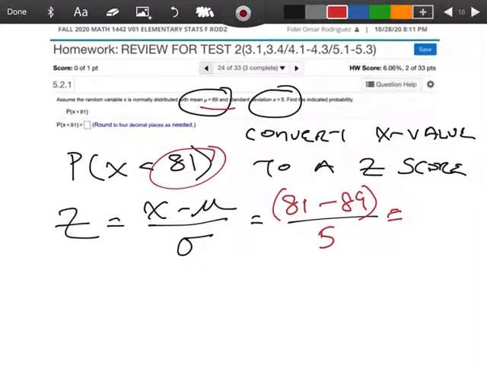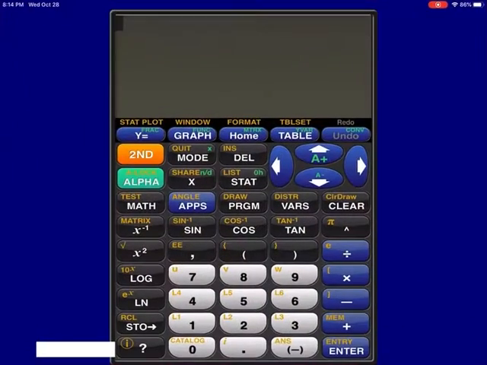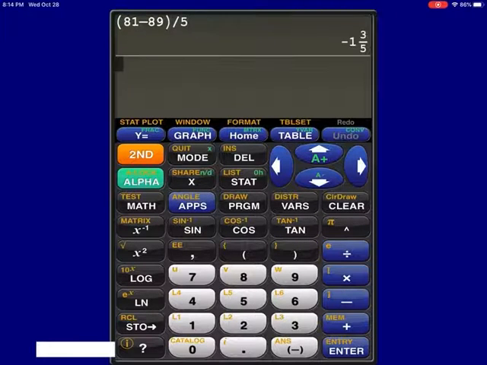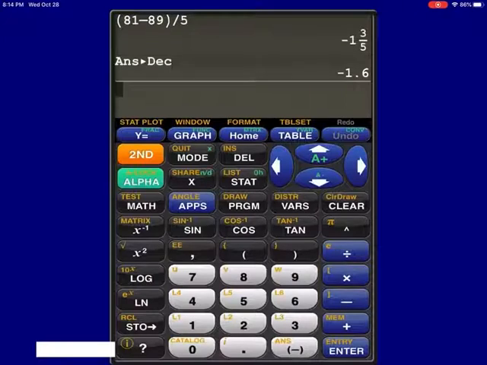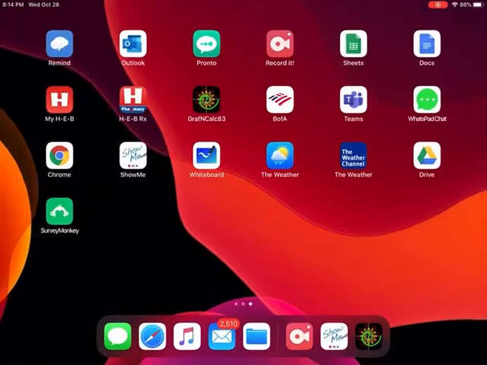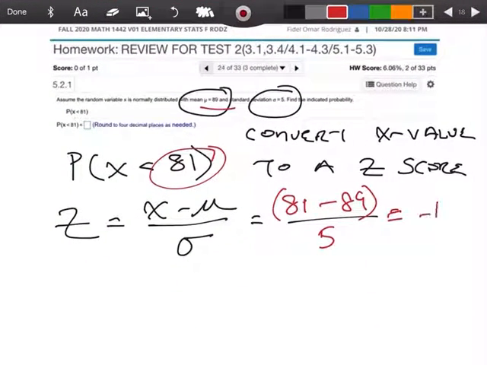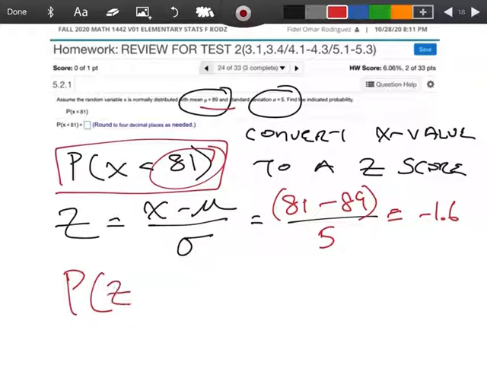So let's see what we're going to get on the calculator. We're going to go 81 minus 89 divided by 5 and convert it to a decimal. Here we go. Negative 1.6. Okay, negative 1.6. So now what we're going to do is, instead of finding the probability that x is less than 81, we're going to find the probability that z is less than negative 1.6.